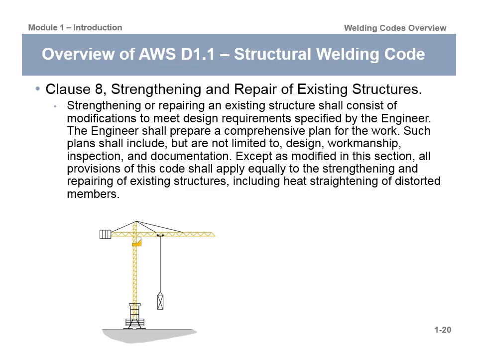Clause 8, strengthening and repair of existing structures. This is the clause where it tells you, strengthening and repairing of an existing structure shall consist of modifications to meet design requirements specified by the engineer. The engineer shall prepare a comprehensive plan for the work. Such plans shall include, but are not limited to, design, workmanship, inspection, and documentation. Except as modified in this section, all provisions of this code shall apply equally to the strengthening and repairing of existing structures, including heat straightening of distorted members.